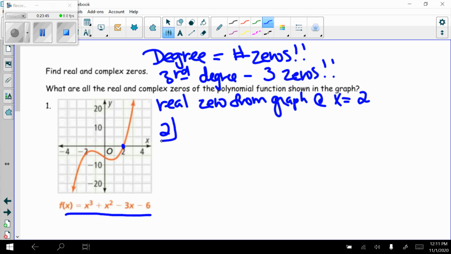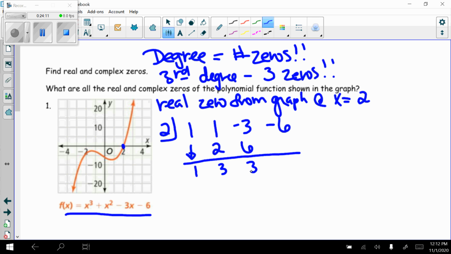So remember synthetic division, we write down our coefficients. So 1, 1, negative 3, and negative 6. My first number always comes straight down. Below the line, I multiply with my box. So 1 times 2 is 2. Above the line, I add. 1 plus 2 is 3. 3 times 2 is 6. Negative 3 plus 6 is 3. 3 times 2 is 6. Negative 6 plus 6 is 0, which we expected because we knew by looking at this graph that 2 was indeed a factor.